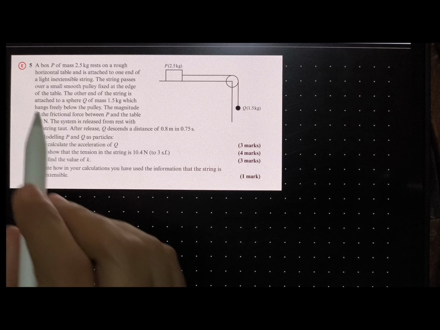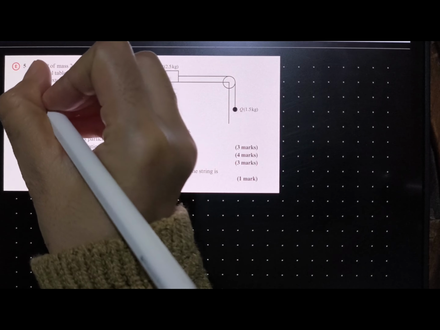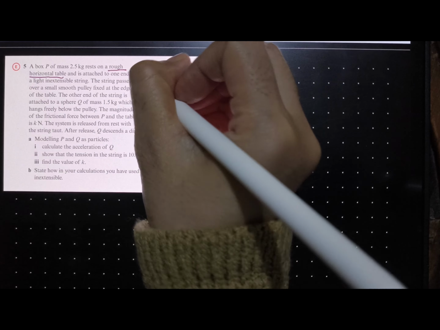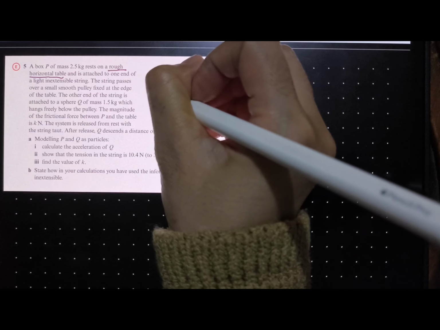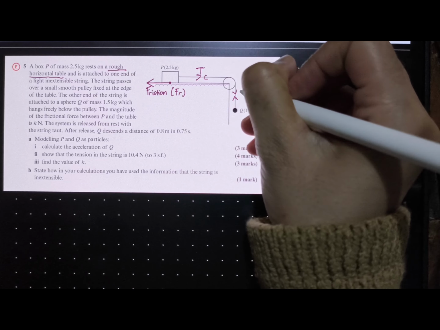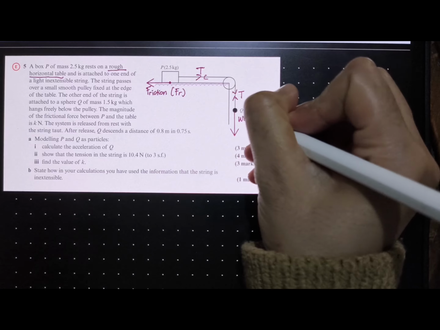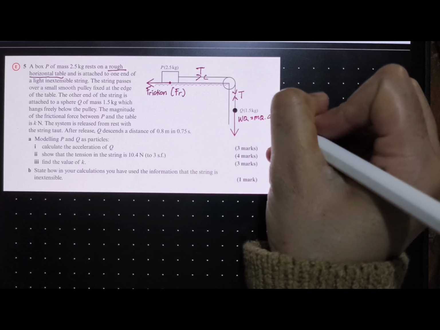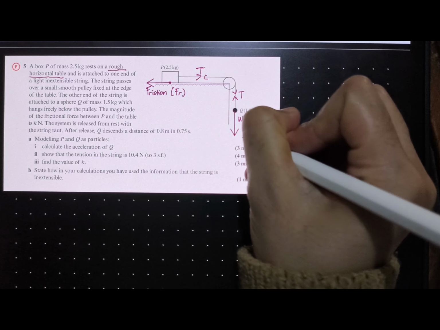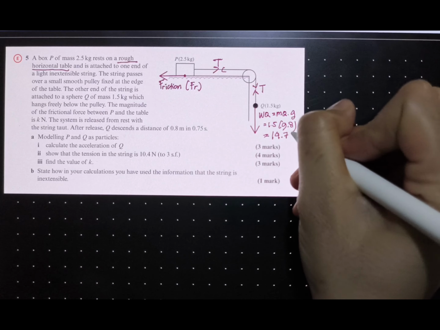Question number 5. A box P of mass 2.5 kg rests on a rough horizontal table. Rough horizontal means there is a frictional force acting between P and the table. Now let's draw all the forces acting on P and Q. There is a tension between P and Q because they are connected by a string. Next, since Q is hanging and has mass, a gravitational force acts on it. We can calculate the weight of Q as 1.5 kg multiplied by gravity, which is 9.8 meter per second squared. Then we get 14.7 Newton.